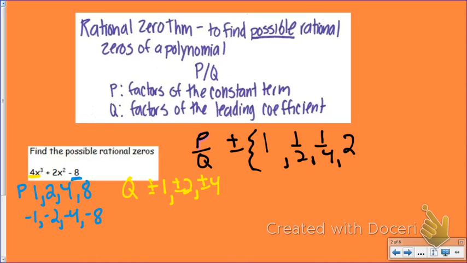So then I move on to my next P. The next P is 4. So I could do 4 over 1. 4 over 2 is 2, which I already have.